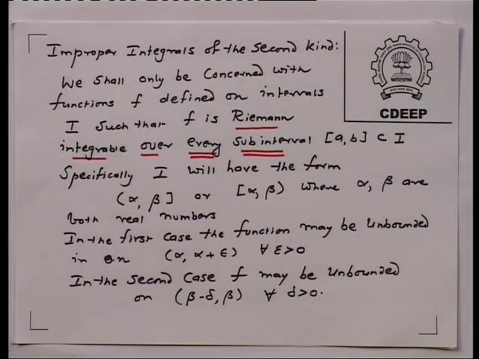Improper integrals of the second kind. Now, we shall only be concerned with functions defined on intervals I such that f is Riemann integrable over every subinterval a to b. See, I am not going to keep repeating this again and again. I'll tell you the problem. Suppose f is less than g, take the comparison test, mod f less than or equal to mod g, I am saying.